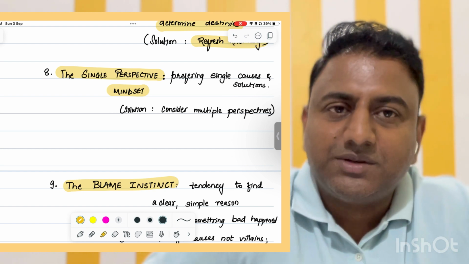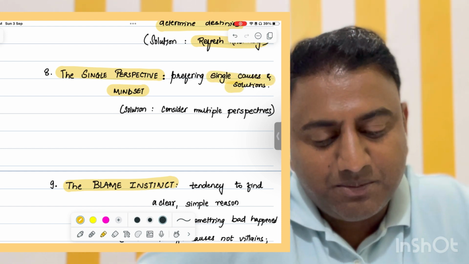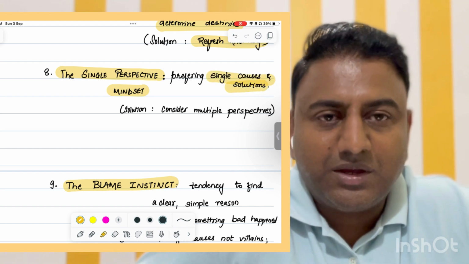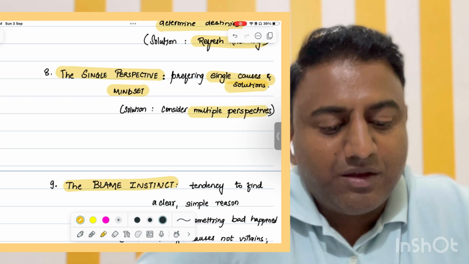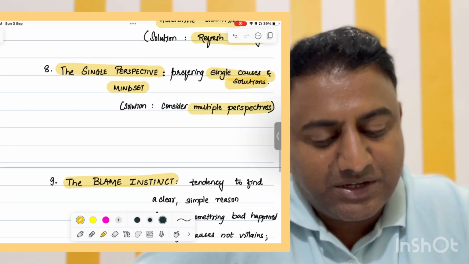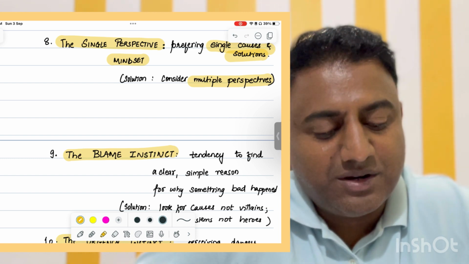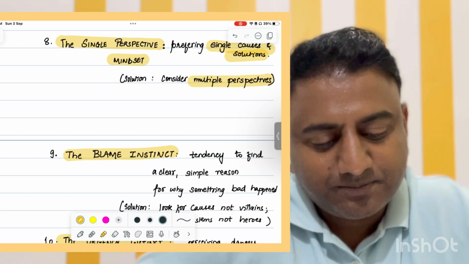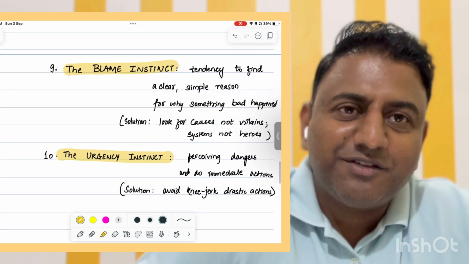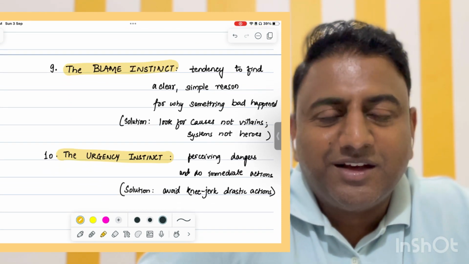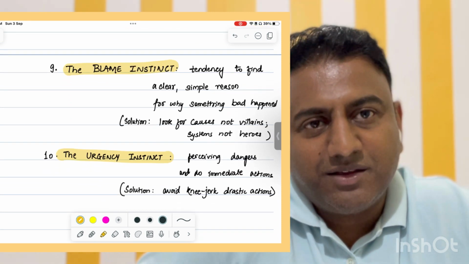The eighth instinct is the single perspective instinct. It's a mindset where we prefer single causes and single solutions. The best way out here is to consider multiple perspectives. In philosophy, there is a reference to this that we call Anekant Vad.